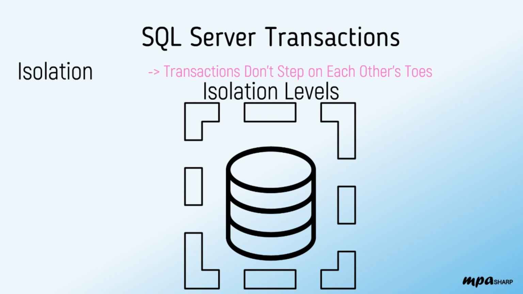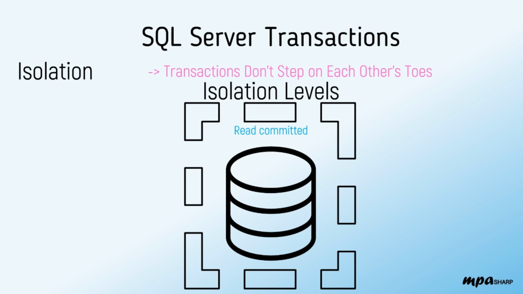A higher isolation level provides a stronger guarantee but can sometimes impact performance, because SQL Server might need to use more locks or versioning to keep transactions separate. The default level in SQL Server is read committed, which prevents reading data that another transaction has modified but not yet committed, known as dirty reads.